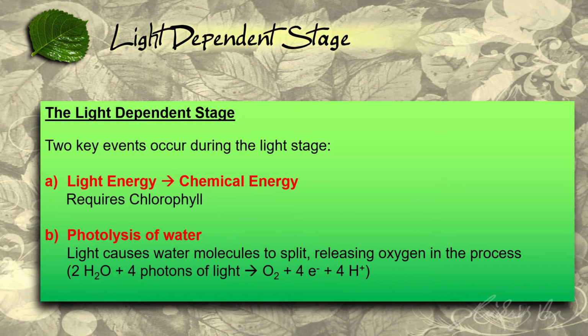So just remember, during the light dependent stage, there are two key events or two important events where the light plays a role. First is light being converted into chemical energy. What the plant is going to do using this chemical energy, we will find out in the next slide. And this requires chlorophyll. And light is also used to split water molecules for us to get 4 hydrogen ions. The oxygen that is released is just a waste product.